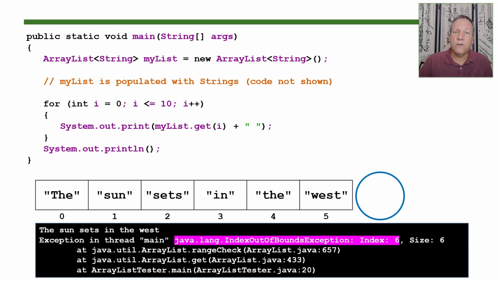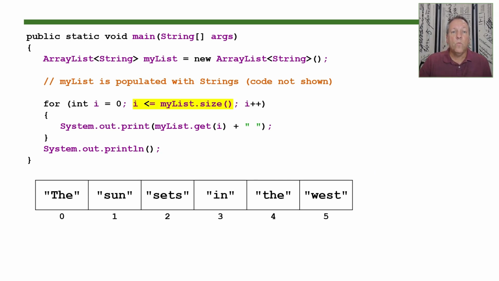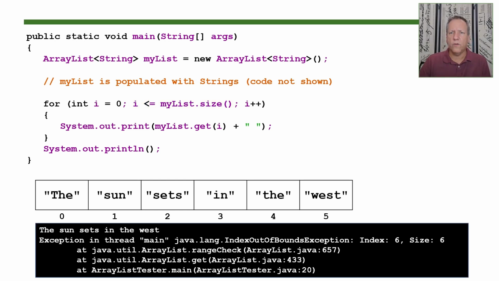Now, we know the contents of our ArrayList can change, so what can we do to ensure that we always have the correct loop boundaries? Well, here we're going to use myList.size() in the Boolean condition, which will return the actual number of elements in the list. So now when we run this, we still get an exception. Why did this happen?